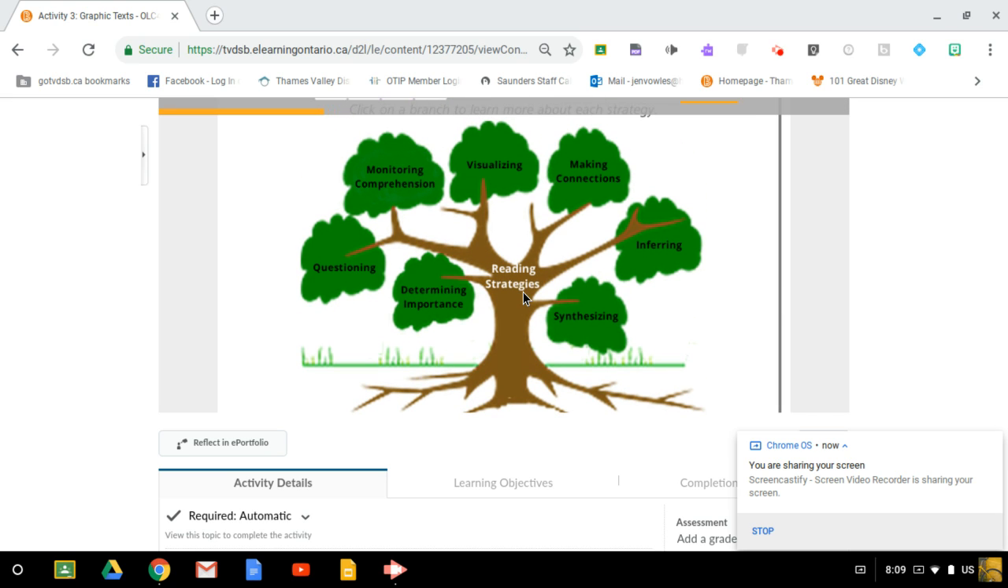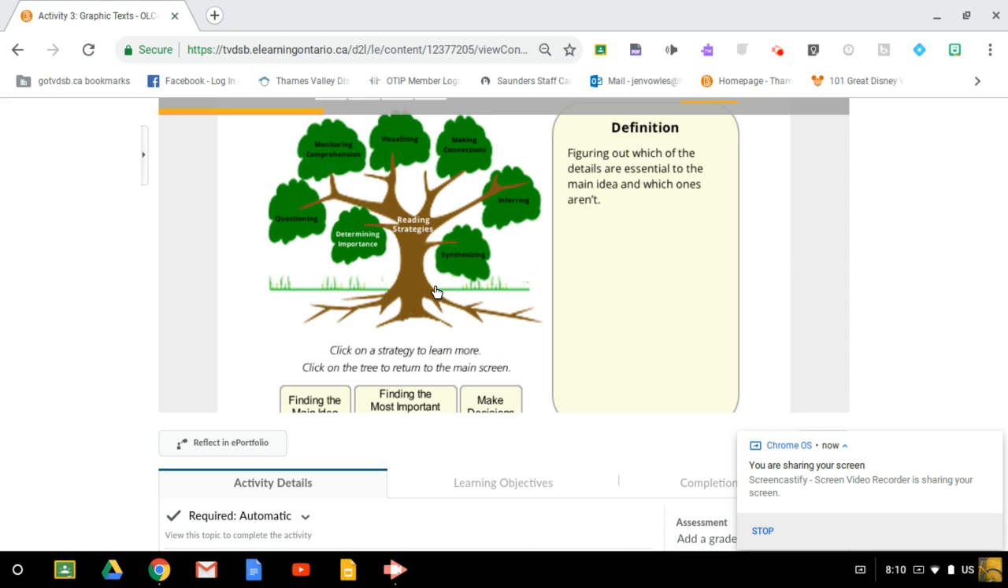So you can work through it on your own or feel free to read through with me. To get to each one, you click on the tree. To get back, you click on the branch, and then to get back, you click on the tree, and you can go all the way around the tree that way. So we're going to start with determining importance. The definition is figuring out which of the details are essential to the main idea and which ones aren't.